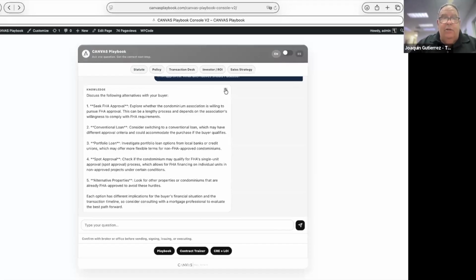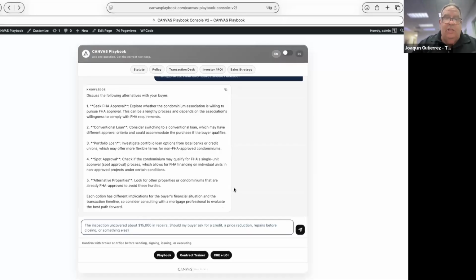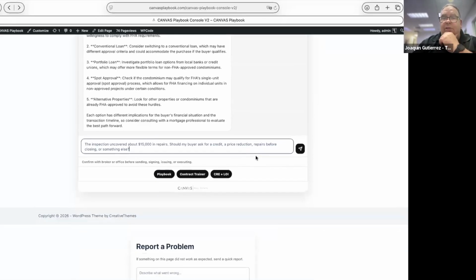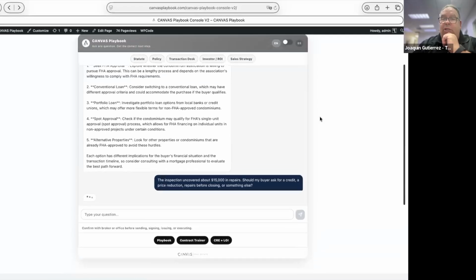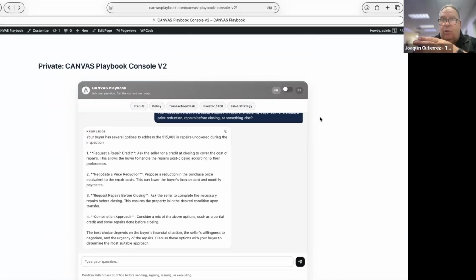Let's bring it over here. The inspection uncovered about $15,000 in repairs. Should my buyer ask for a credit, a price reduction, repairs before closing, or something else? This is a question that comes up a lot with a newer agent, because usually that's something that you would ask your buyer what they wanted to do and then weigh the different options as you're negotiating.